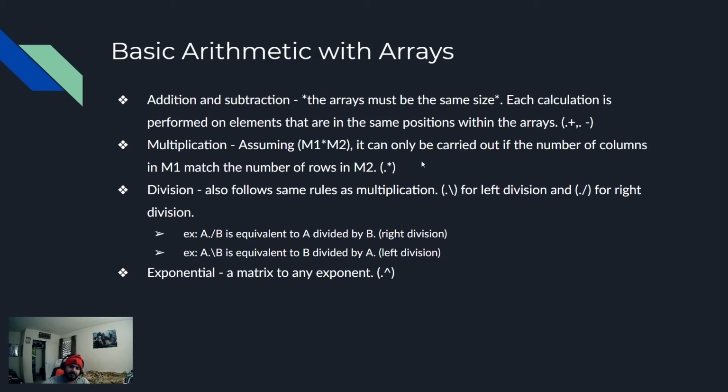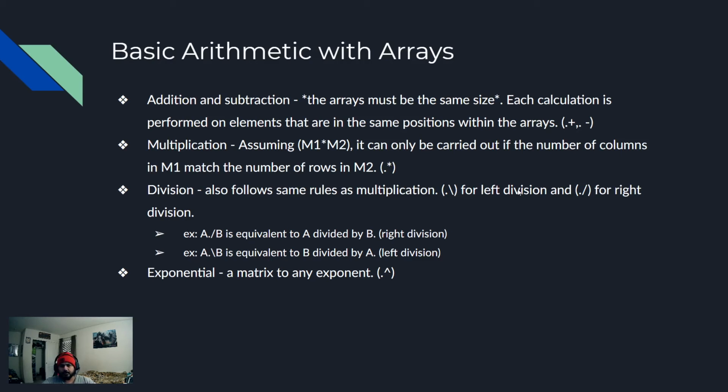For multiplication, you do dot and the multiplication sign, and for division, the same rules apply, but we have two different forms of division. We have left division and right division. In the case of left division, let's say we have A left division B, it's basically equivalent to B divided by A. And for right division, A right division B is basically equivalent to A divided by B. Now we can also do exponentials of matrices as well with dot and the exponential symbol right here.